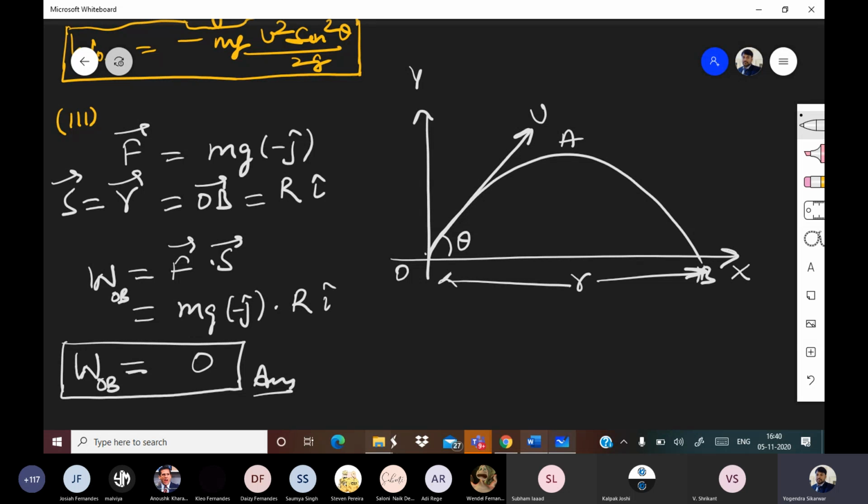Okay. Sir, is it 0? Yeah, it's O, not 0. So W OB is equal to 0. Chotu, what is the meaning of work being 0? Sir, that I was asking. That's why it is 0. Okay, sir. Understood. 0 joule.